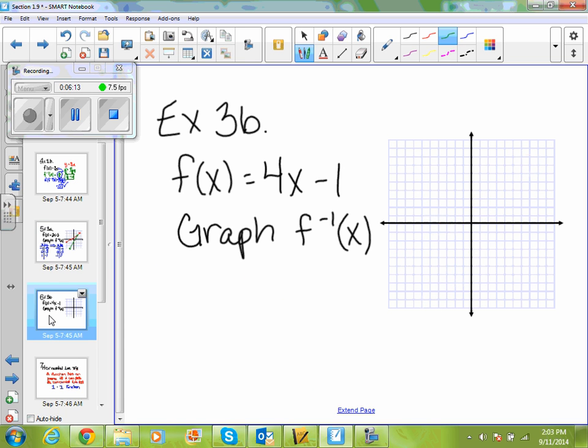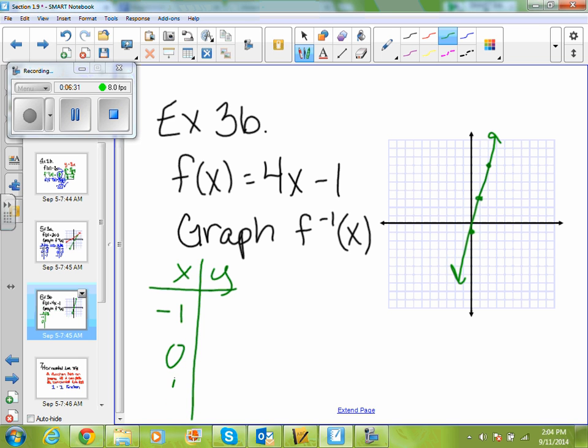Okay, so let's do one more of those. f of x equals 4x minus 1, and we want to graph f inverse of x. Well, I know that my 4x minus 1 graph is going to look like this. That's going to be my original function, so let's make a table of values for that. So at negative 1, 4 times negative 1 minus 1 is negative 5. At 0, 4 times 0 minus 1 is negative 1. And at 1, 4 times 1 minus 1 is 3.